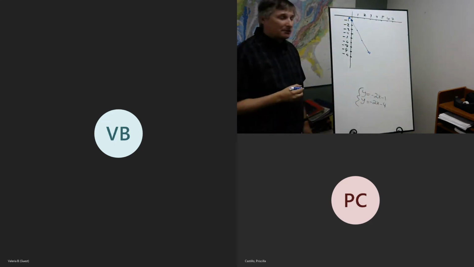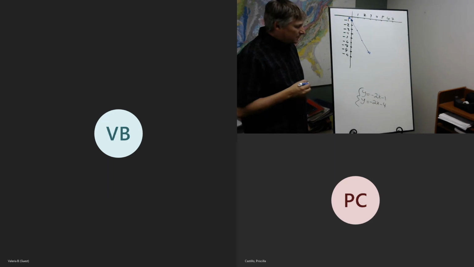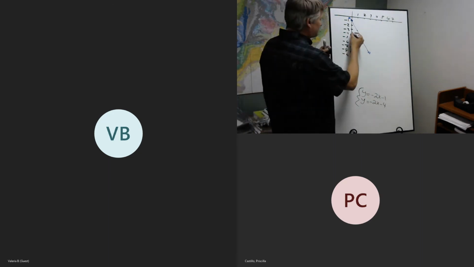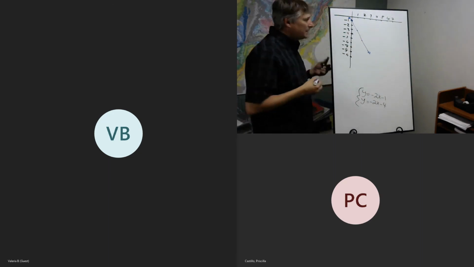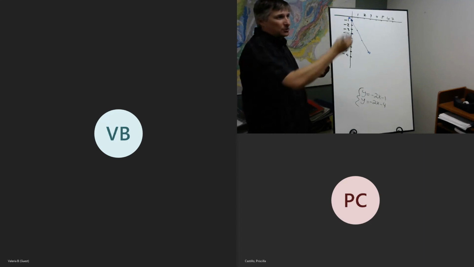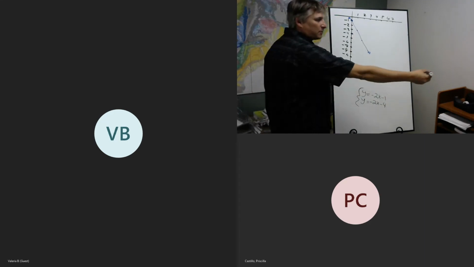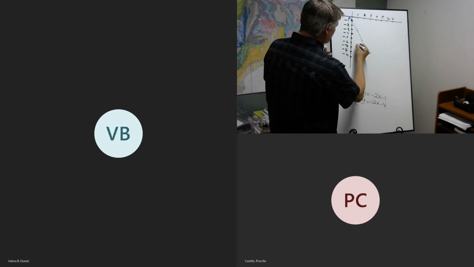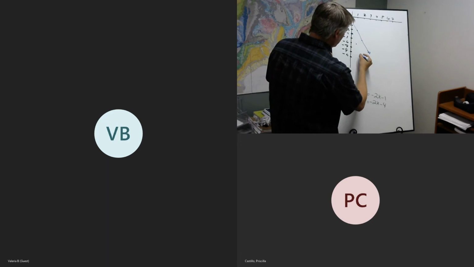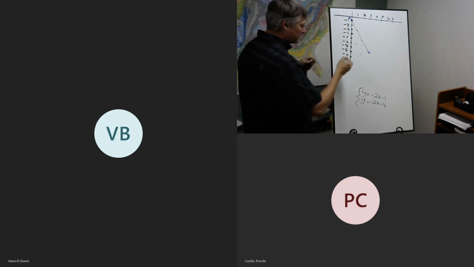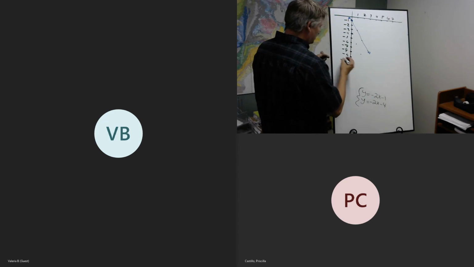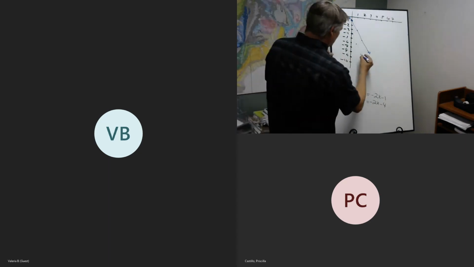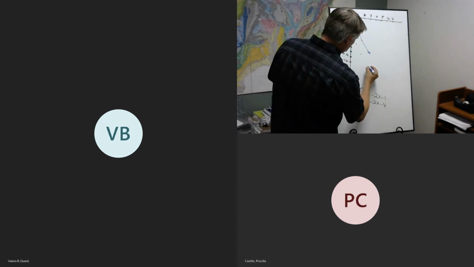Now let's take a look at this next line. It has a y-intercept of -4. And it has the same slope. So we fall 2 and we run to the right 1 unit. Fall 2, run 1. Fall 2, run 1. And let's see, I'll put another tick mark here, make this -10. So we can fall 2 and run 1.